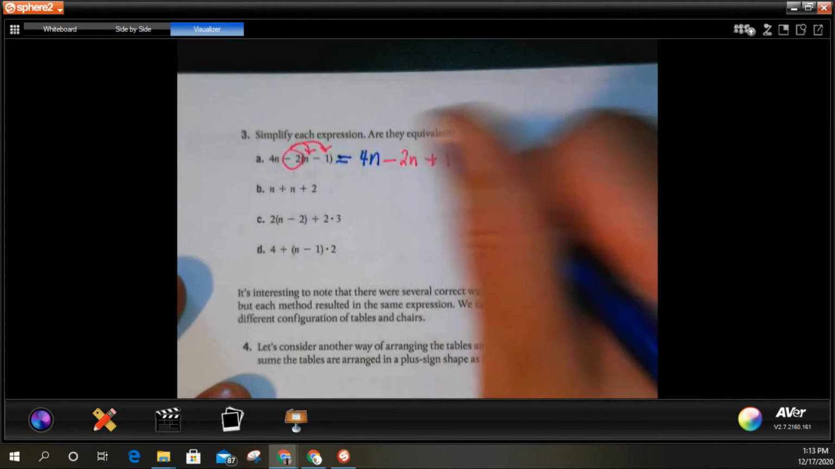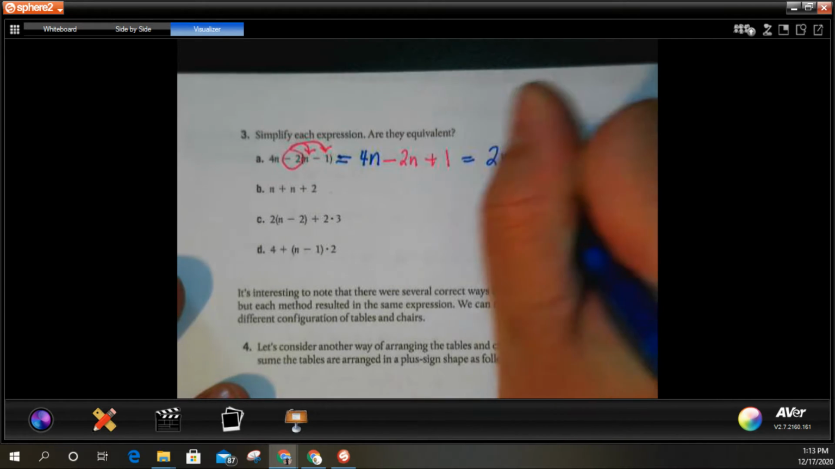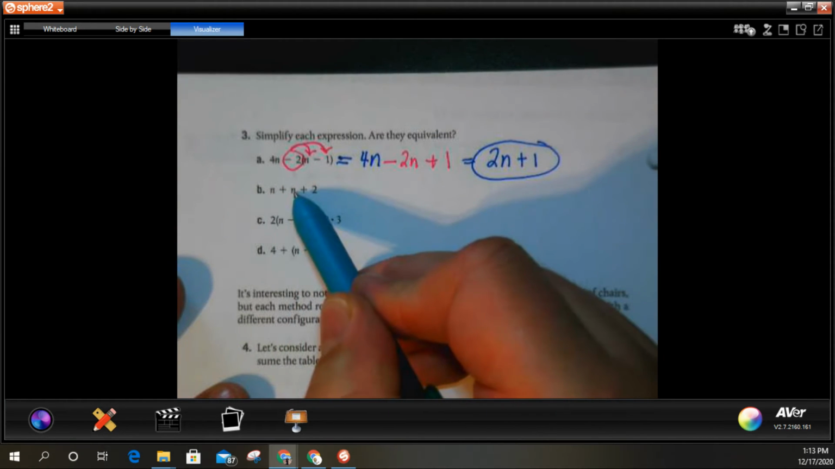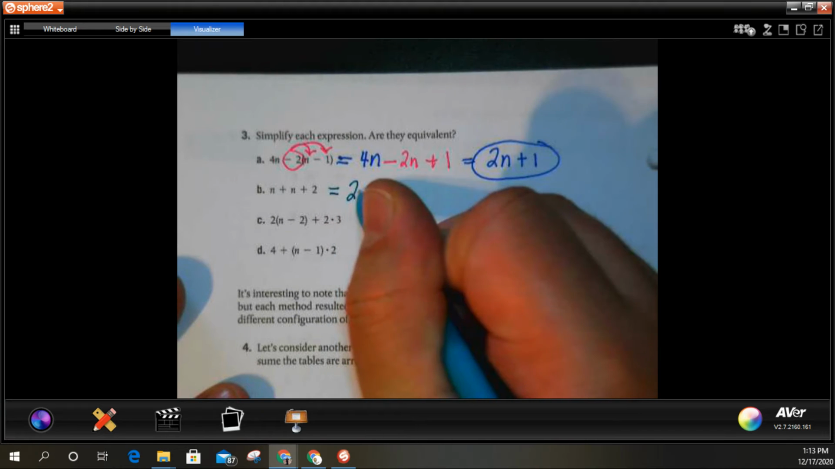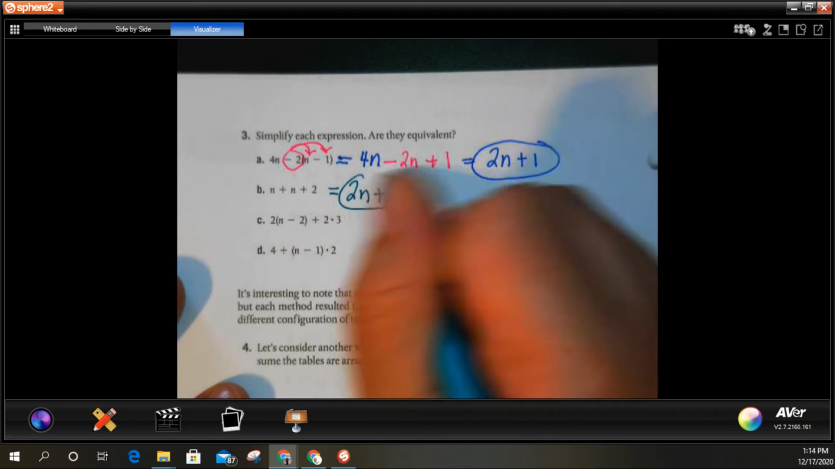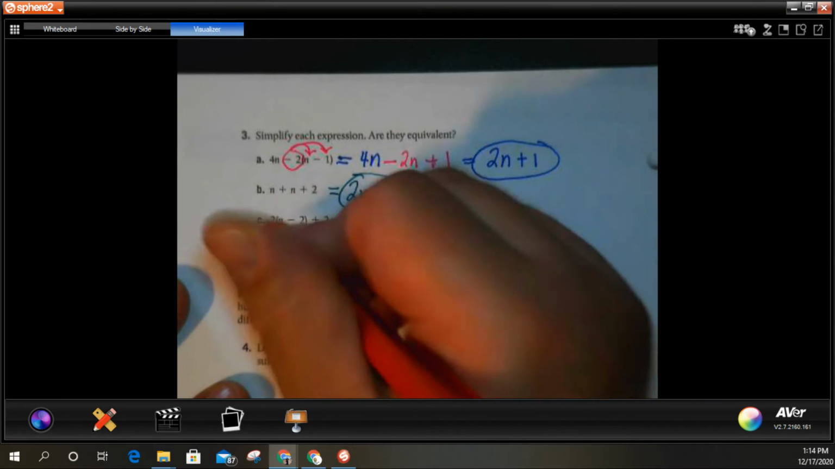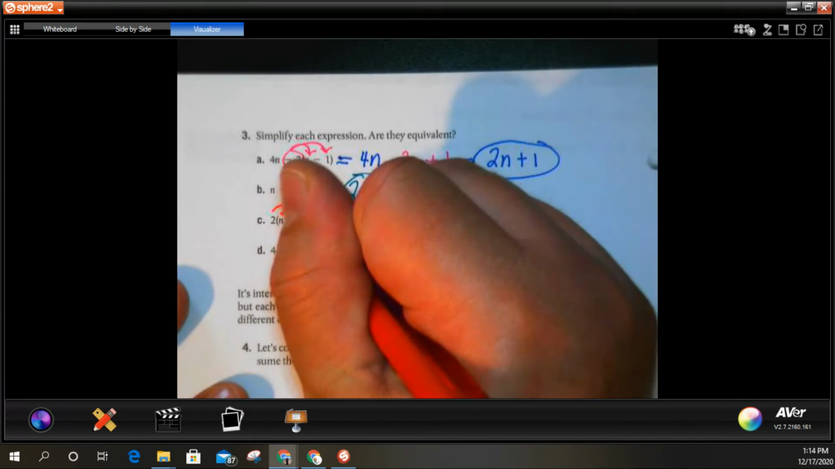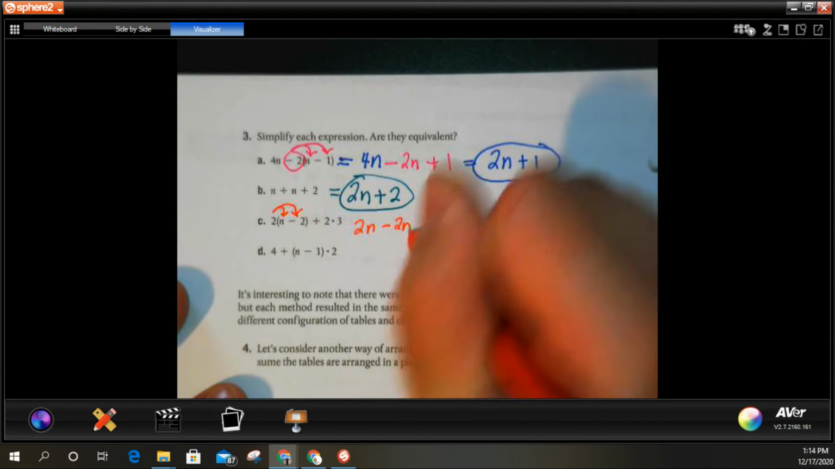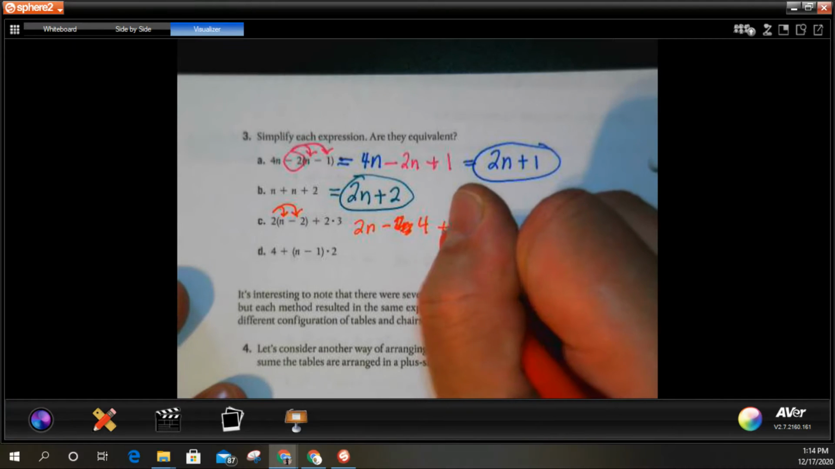And here, I have 1n plus 1n. It gives me 2n plus 2. Notice that's the one I use. 2, distribute, positive 2. I get 2n minus 2n. I'm sorry, 4 plus 2 times 3 is 6. I get 2n minus 4 plus 6 is a positive 2.